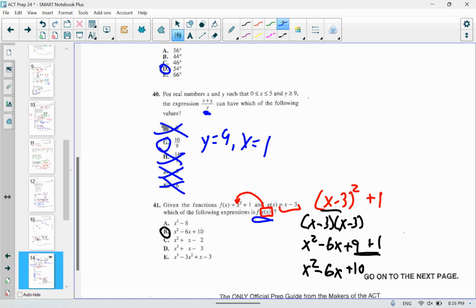The most common type of mistake is did kids try to distribute this? So x squared minus 9, but that's not actually how that works. Please do not do that. Bad. Multiply it out, because what happens is you miss out on this middle term.